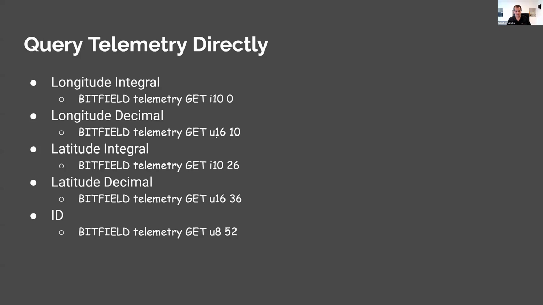Same thing for the decimal, but you're going to offset 10. You're using an unsigned 16-bit integer. Same thing for latitude, but again, you're going to 26 and 36. And then for the ID, you're getting an unsigned 8-bit integer starting at 52.